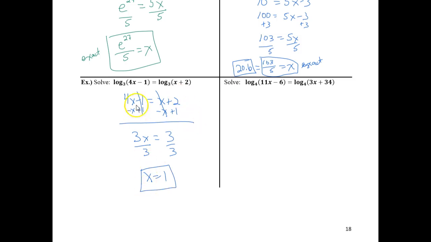Again, you could plug that back into my equation. So 4 times 1 would be 4. Minus 1 would be 3. 1 plus 2 would be 3. So I'd end up with log base 3 of 3 equals log base 3 of 3. That's going to be a true statement. Go ahead and try the example on the right-hand side.